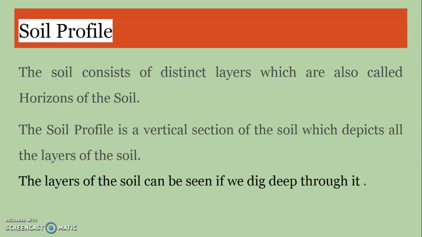So, soil profile. The soil consists of distinct layers which are called horizons of the soil. This soil profile is a vertical section of the soil. It depicts all the layers of the soil, and the layers can be seen when we dig deep through it. The more you dig, the more layers you find in the soil. So the layers of the soil are known as horizons, and the soil profile is a vertical section of the soil which depicts the layers of the soil.